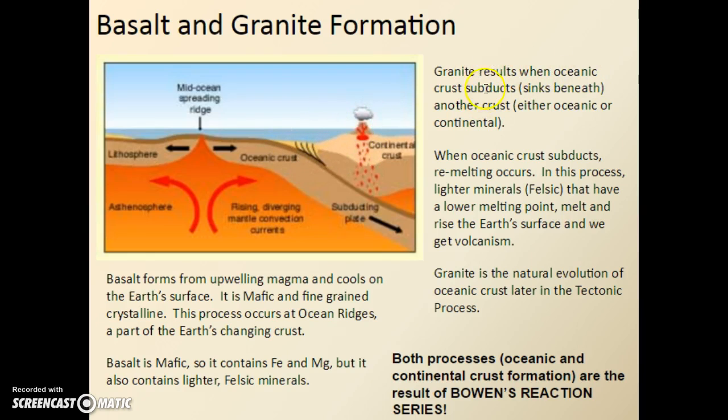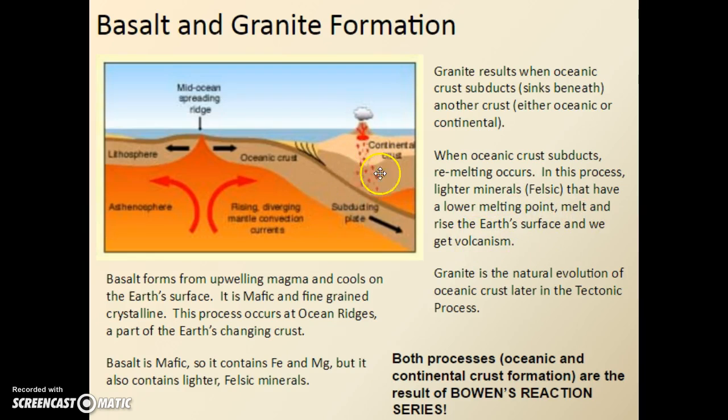Granite results when oceanic crust subducts, and that's this process of subduction right here. Oceanic crust subducts beneath continental crust. It sinks beneath, and it can sink beneath oceanic or continental. But when oceanic crust subducts, remelting occurs. Remelting, right? The basalt is traveling back into the center of the Earth. It's getting hotter, so it's going to melt out the lower melting point minerals. In this process, lighter minerals, the felsic minerals that have a lower melting point, melt. And they rise to the Earth's surface, and we get volcanism.